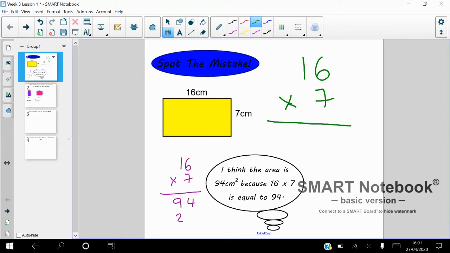Okay, so we know we start in the smallest column. So I need to do 6 multiplied by 7. I can either use my 6 times table or my 7 times table, but I know that 6 times 7 is 42. Now I can't have 42 in my ones column, so I'm going to need to regroup that 40 down into my tens column and keep the 2 in my ones column.